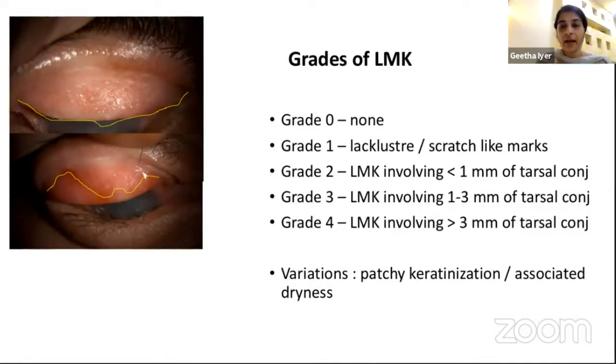Of course, you can have variations in this, such as a patchy keratinization involving different areas of the lid margin. And in this situation, it's important to assess the extent of associated dryness, because dryness is something which increases the friction between the lid margin keratinization and the ocular surface, worsening the effect of the lid margin keratinization.